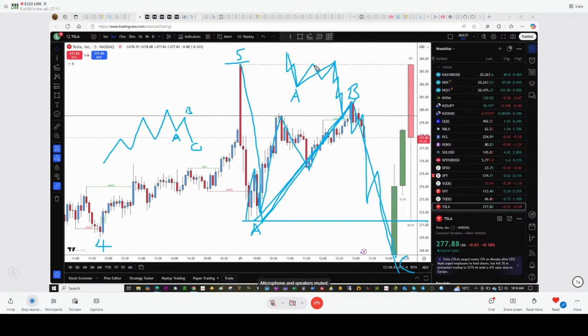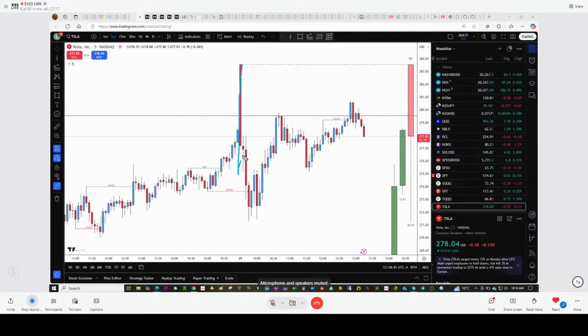So these are ABCs. This would be like an ABC here, something like that. This would also be an ABC here. This is an ABC here, and this one will become a 1, 2, 3, 4, 5 wave move down. And we're just starting that first wave. We're just starting the first wave, but we're in the first wave of the first wave, if that makes sense. Yeah, that's a good explanation.